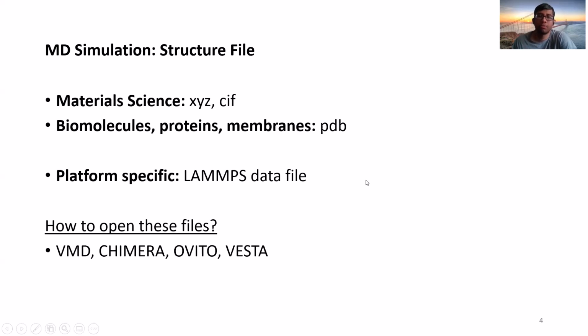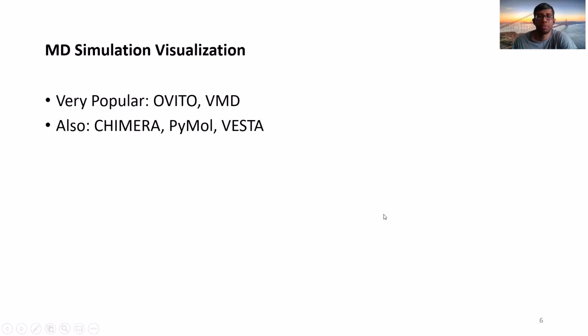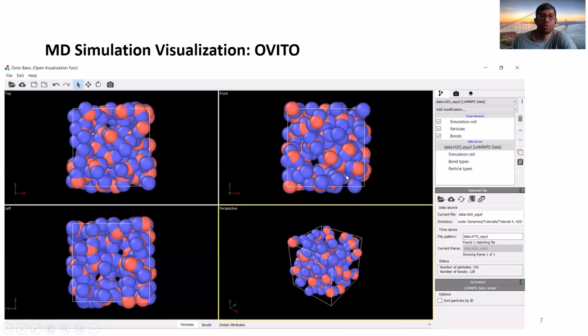We have talked about the different formats like XYZ, CIF, PDB or LAMMPS data file, and how to use those files through some software. And we have shown you some examples of databases and research groups. So when you want to visualize the MD simulation results, very popular platforms of software are OVITO and VMD. Also, there are several others: Chimera, PyMOL, VESTA, and so on.